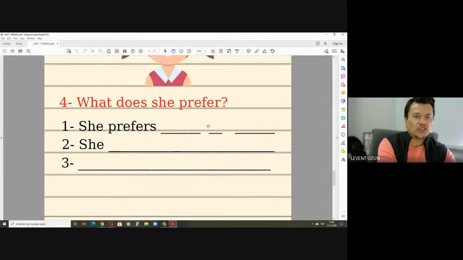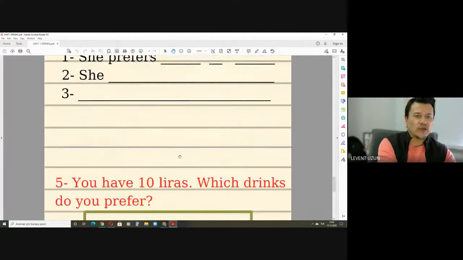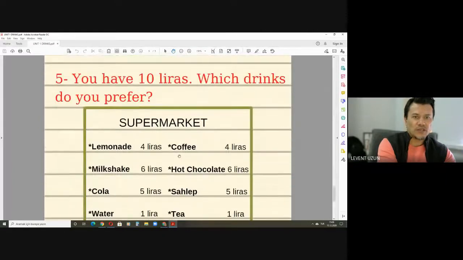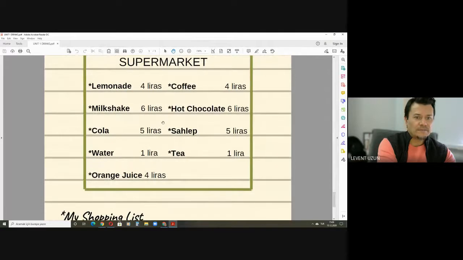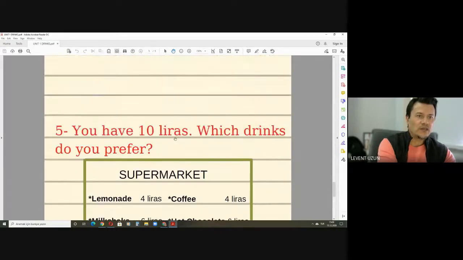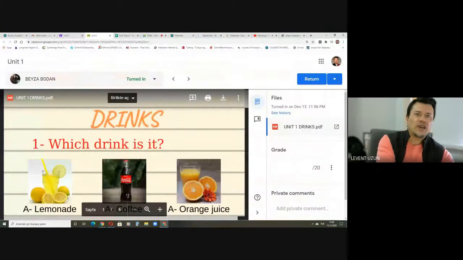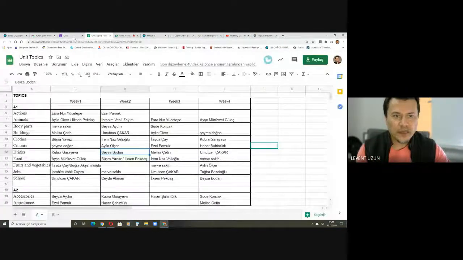What does she prefer? She prefers, okay, you got these numbers, they know what to write. So this is going to be consistent. You have 10 liras, which drink do you prefer? So they are expected to write sentence, I prefer coffee and hot chocolate to lemonade and milkshake. Okay, everything, you got examples, it is consistent. Right, so these are my feedback.